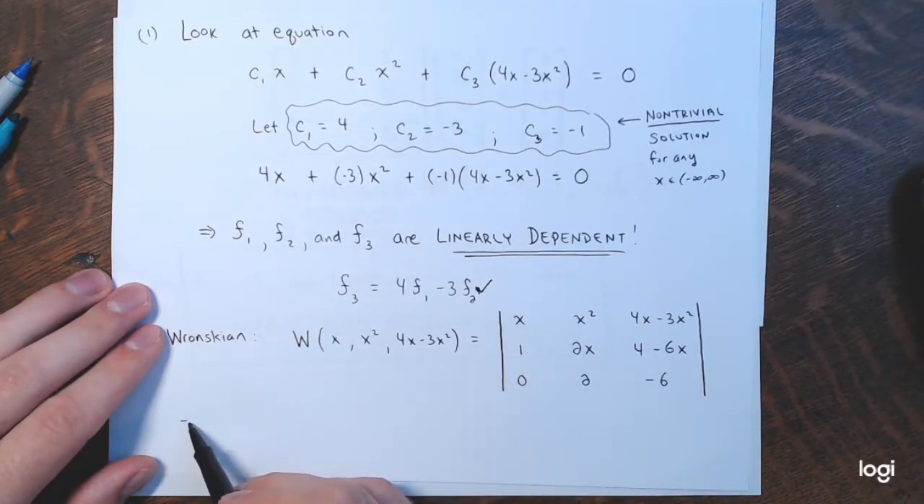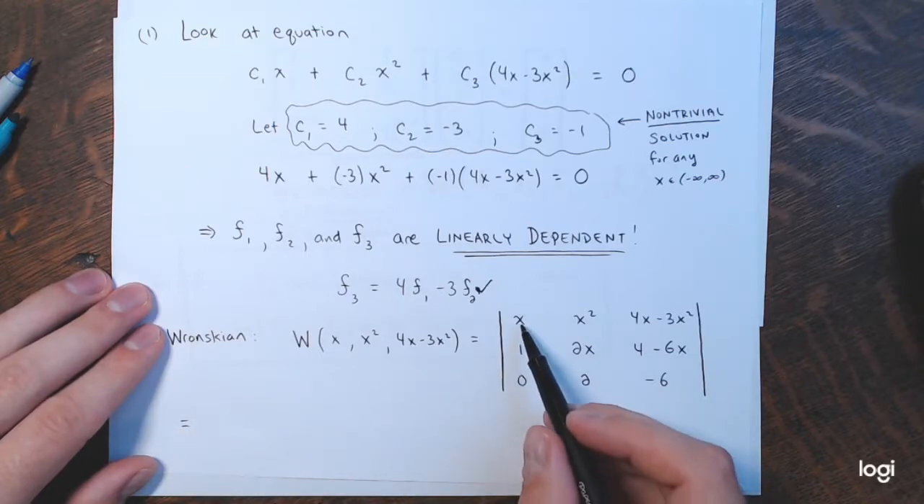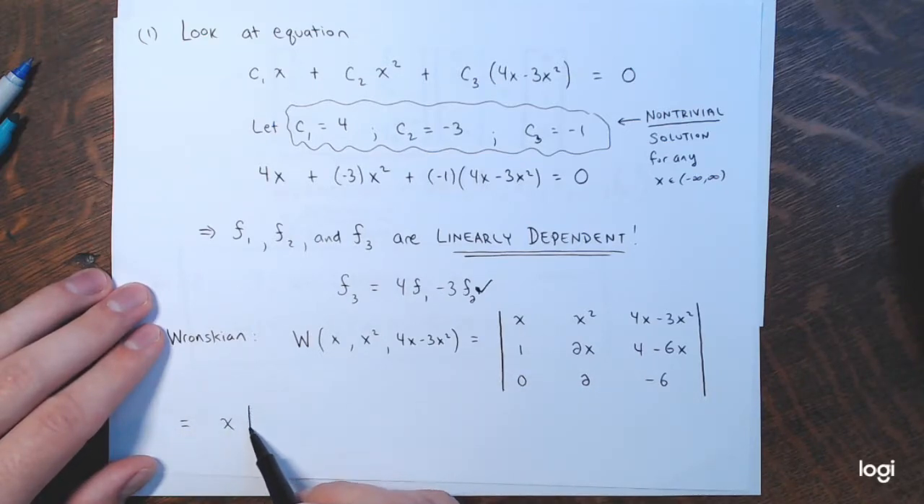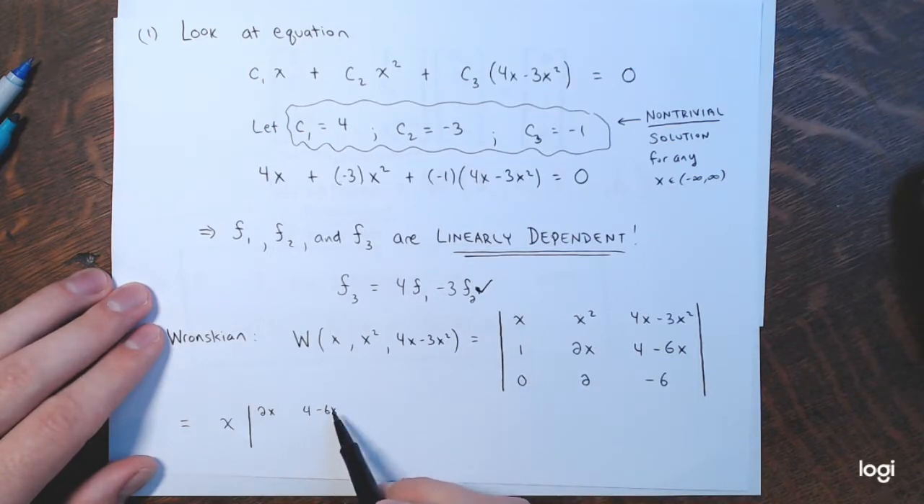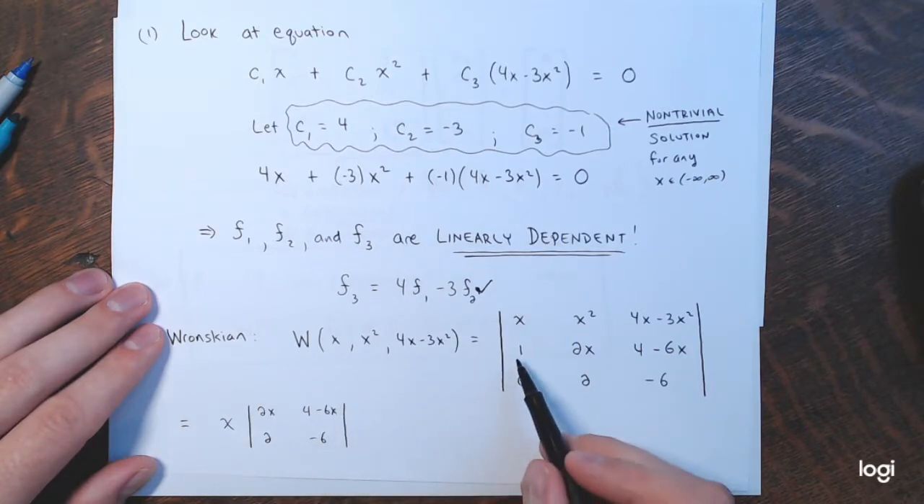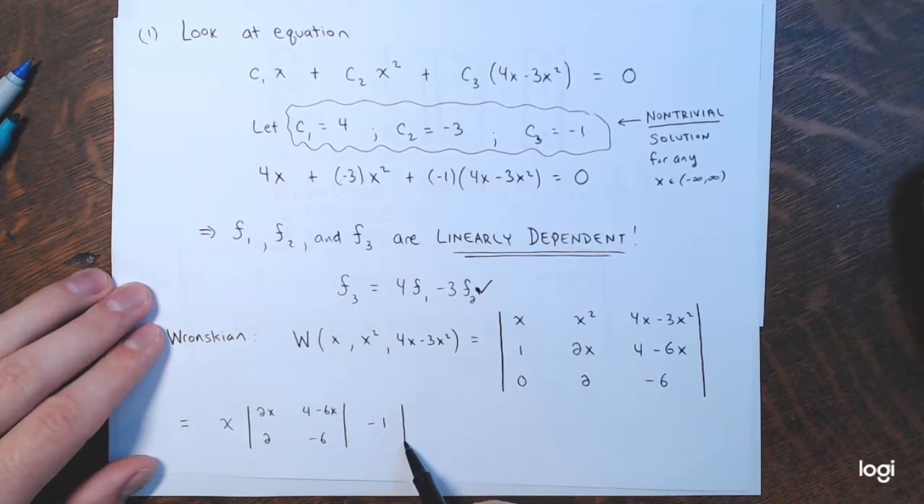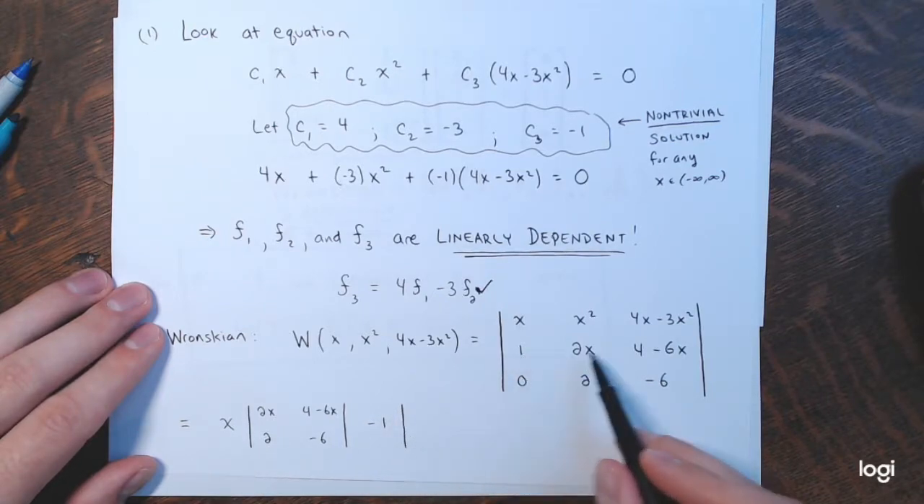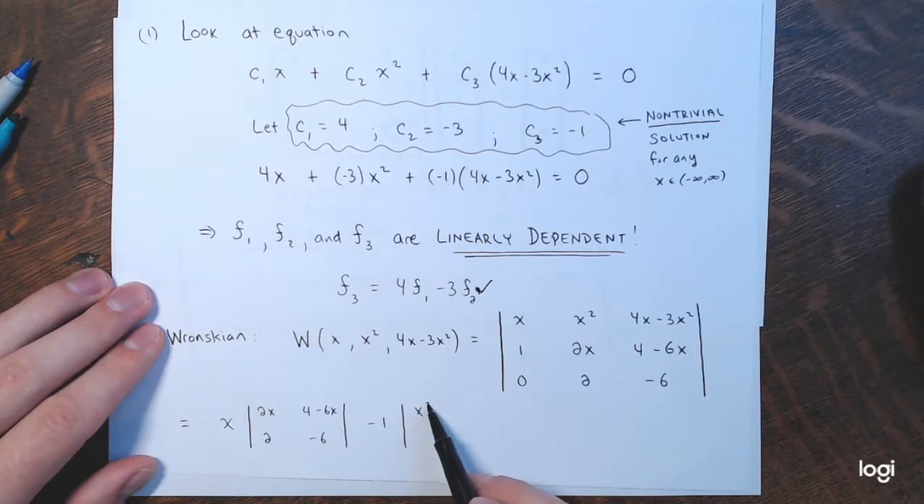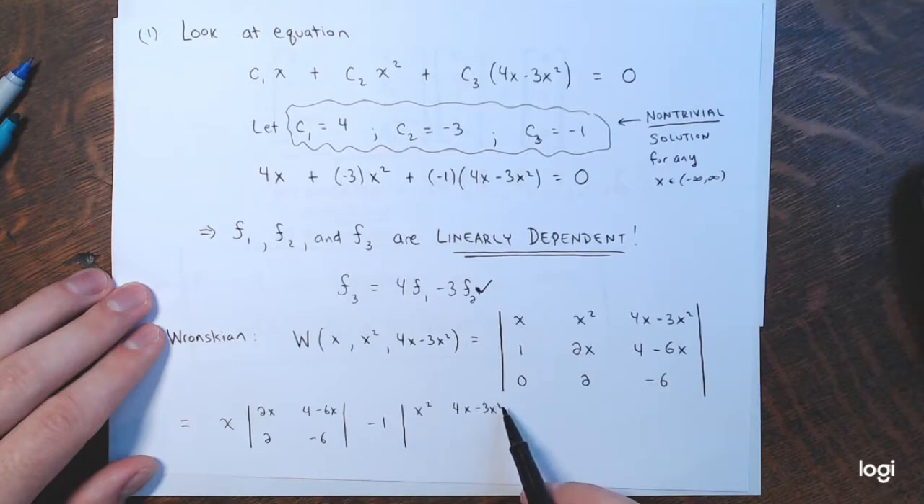So remember how determinants go. This would be x times the minor 2x, 4 minus 6x, 2 and negative 6, and then minus 1, right, because it's in odd position, times its minor. And hopefully you remember how to take determinants from a linear algebra class. And if you don't, look up determinants of a matrix somewhere on YouTube or something. All right, and then plus 0.